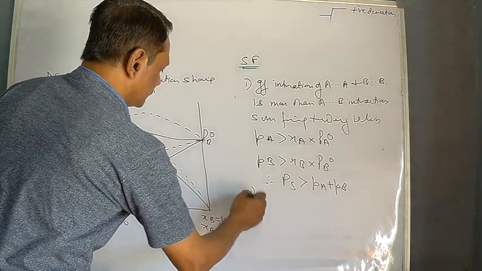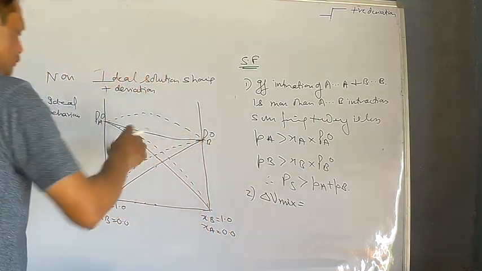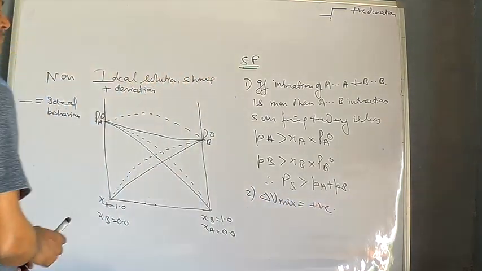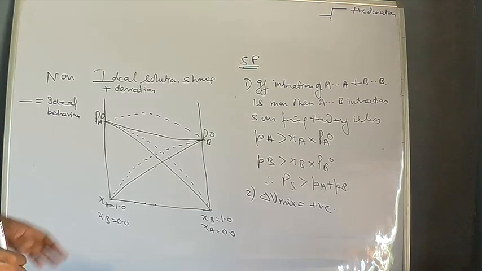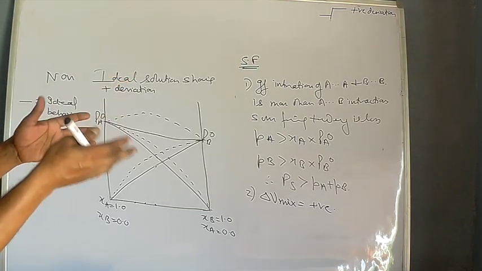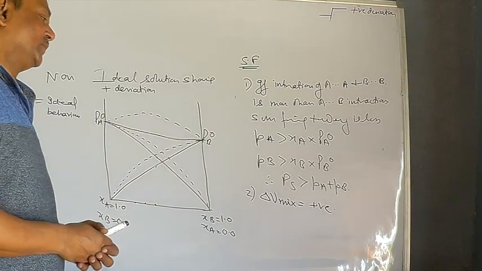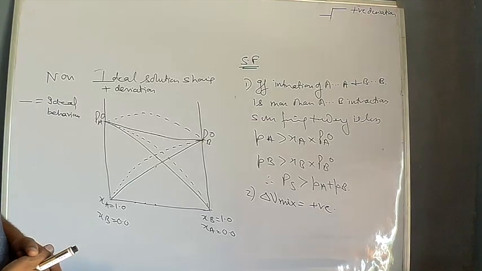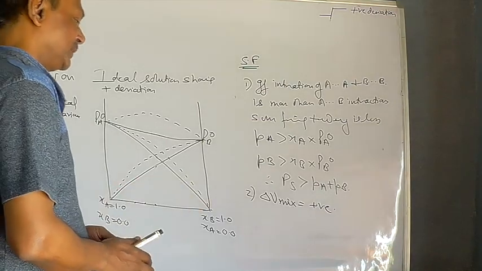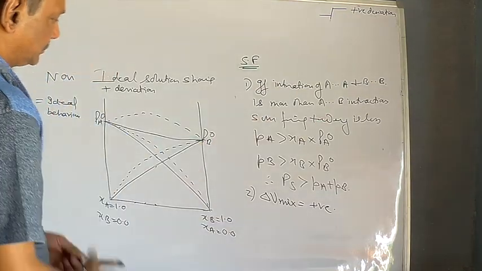Second, delta V mix. Whenever we mix these two liquids, delta V mix will also be positive. I repeat again, class. Since solution forming tendency is less, therefore liquid A and liquid B will try to remain apart as far as possible. And if they try to remain as far apart as possible, then intermolecular distance will increase between A and B. And if the intermolecular distance increases between A and B, then obviously volume is also going to increase.